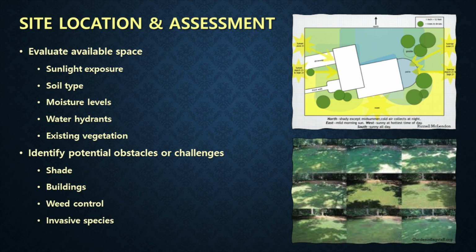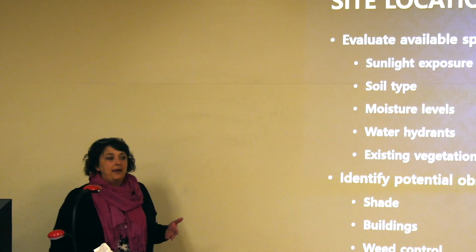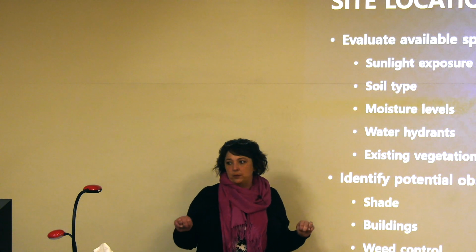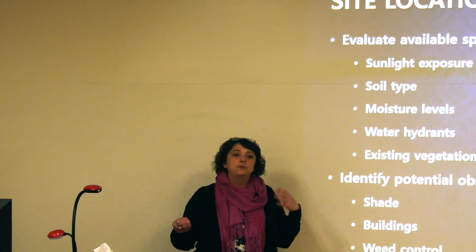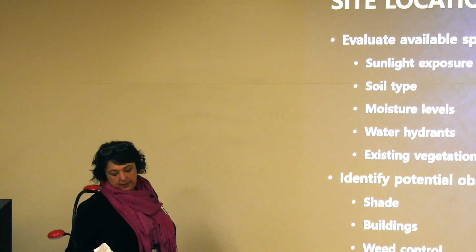So soil type, moisture levels, existing vegetation. Soil type matters because not all plants like the same type of soil, right? More clay type soils do not drain as well, but they hold more nutrients. Sandy type soils drain really, really well, but they don't hold very many nutrients, right? And very rarely do we have the perfect loamy type soil, okay? Then, of course, pH comes into existence, and we have a whole plethora of things that go along with that.